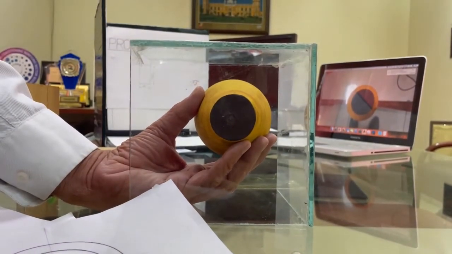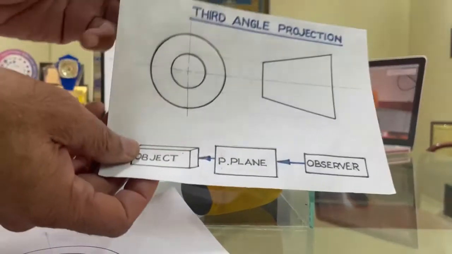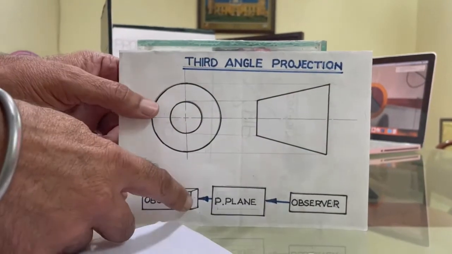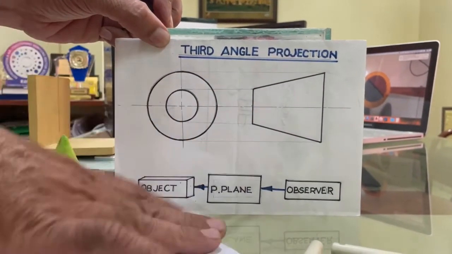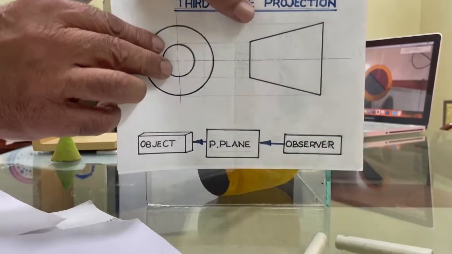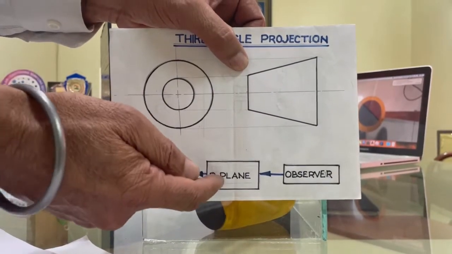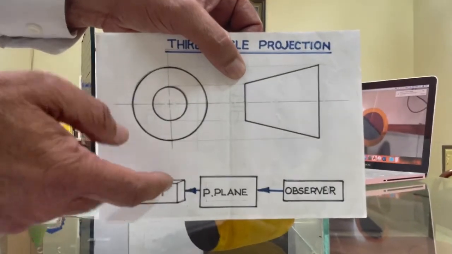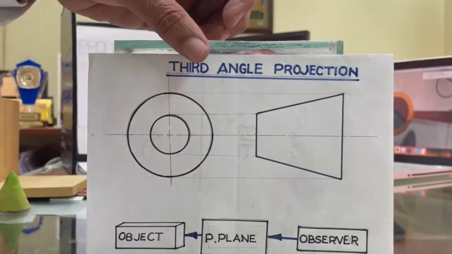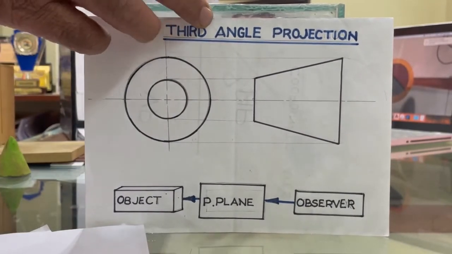Now, if you open this profile plane, it will look like this. Okay, this is your front view, and this is your side view. Here it is very much clear. You can see you are the observer, in between is the glass plane, that is the projection plane, and the object is behind this. This is the major difference between first angle projection and third angle projection. Now I can differentiate this.